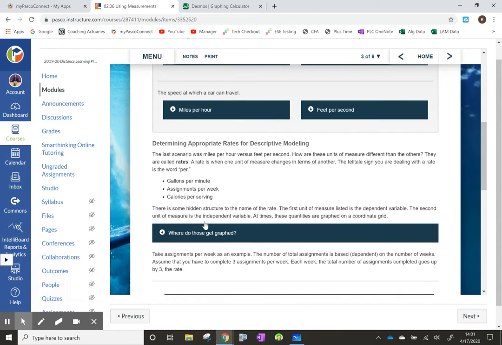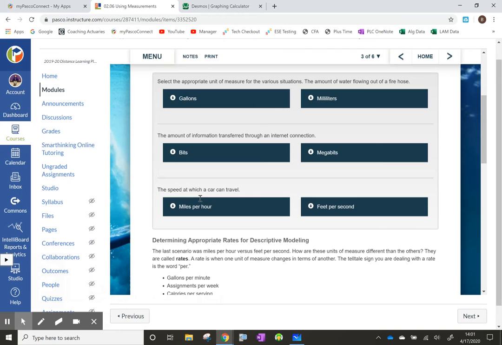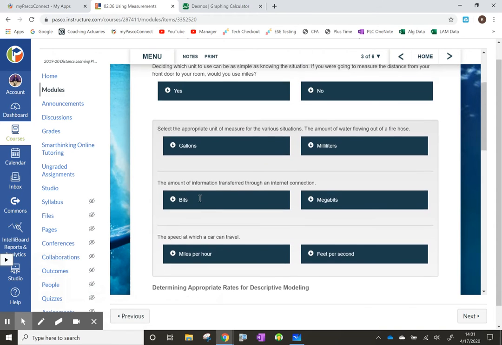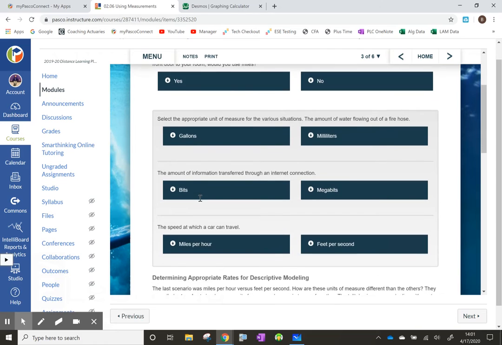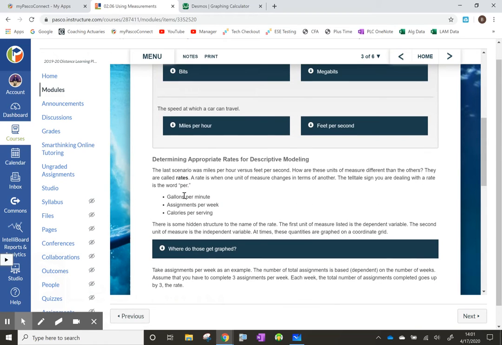Now also think about rates. Rates are something per something else: miles per hour, feet per second, bits per second, gallons per minute, some stuff like that, right? What's interesting about this is the first value ends up being your dependent variable, and the second value ends up being your independent variable. Gallons, the dependent variable, is your y value or your y-axis, whereas the independent part ends up being your x value or x-axis.